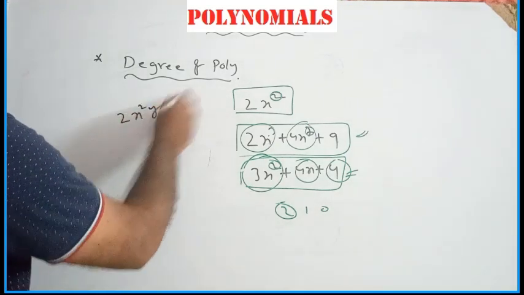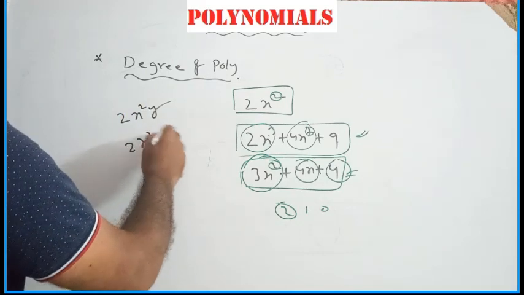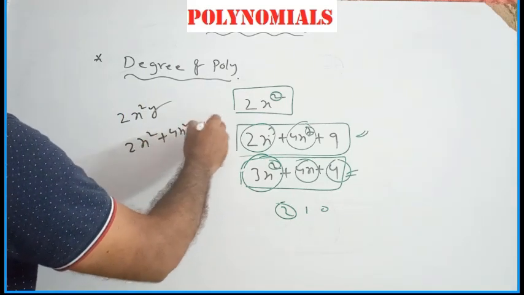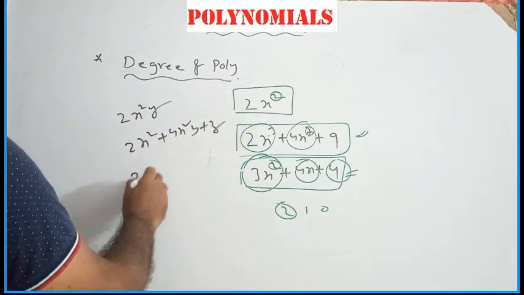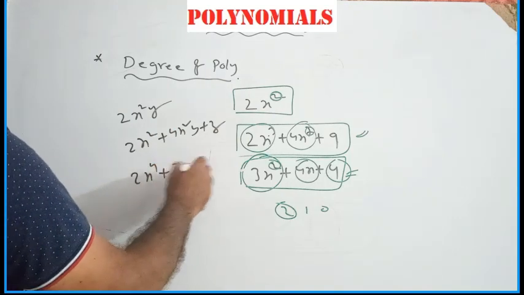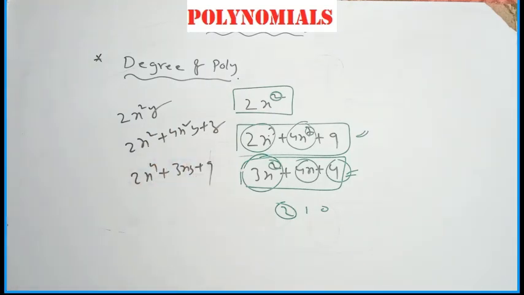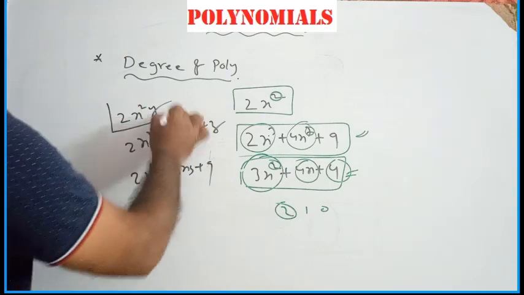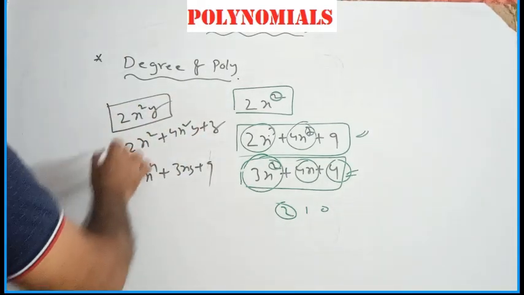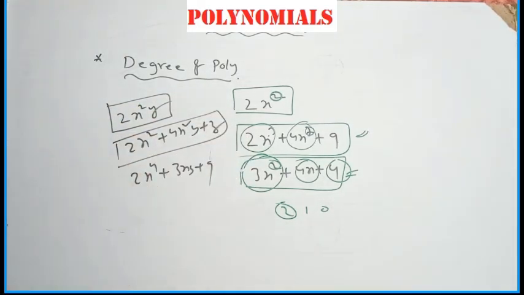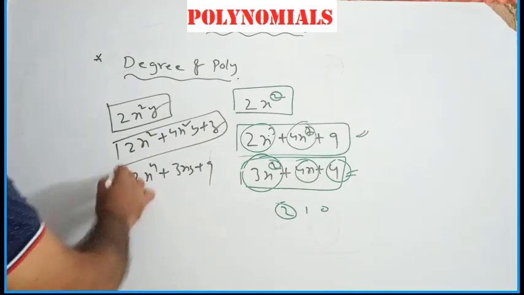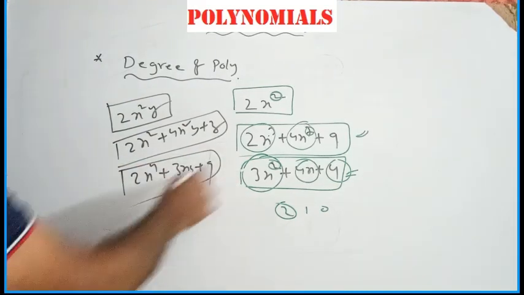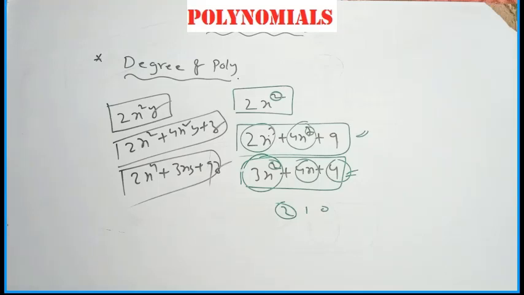2x square y, 2x square plus 4x square y plus z, 2x power 4 plus 3xy plus 9. So what happened? This is a polynomial only, a polynomial in two variables. This is also a polynomial in two variables. This is also a polynomial in two variables. Or I can take z, a polynomial in three variables. Okay, if a polynomial involves more than one variable, how do we find the degree?